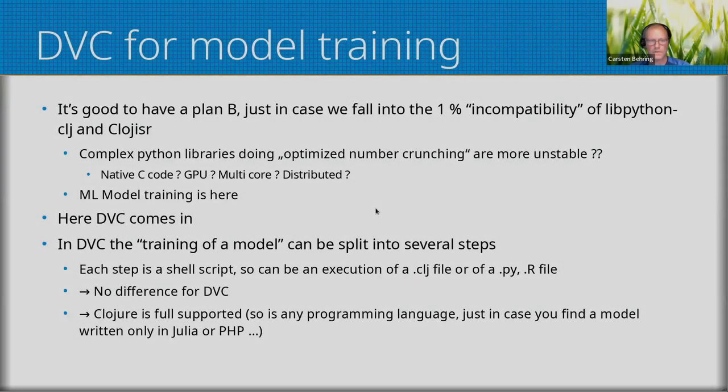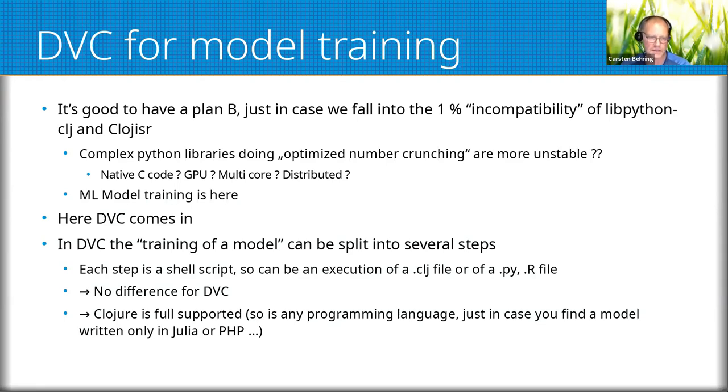Okay, as I said before, these in-process interops work 99%, but not 100%. So it's good to have a plan B. So that was my basic reason why I wanted to use something like DVC. I was also only looking at the pipeline part, but then I learned the data versioning part as well. So now I'm completely convinced about DVC. But I came to it because I wanted to have a way to run pure Python just in case I'm in this 1% incompatibility and libpython-clj and Clojure don't do the job.